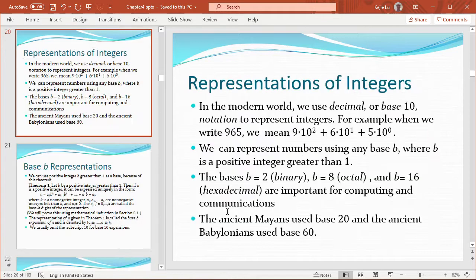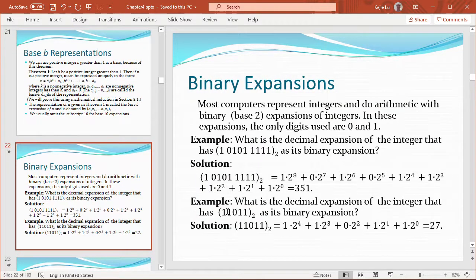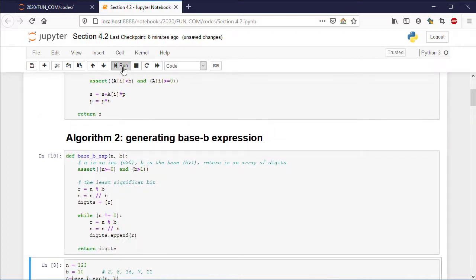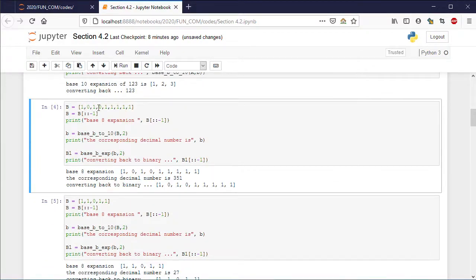Okay, in the lecture slides, you can also find some other examples. For example, on page 22, we have the binary expansion 1, 0, 1, 0, 1, 1, 1, 1, 1. So this is in the base 2 system, and I have this program here with 1, 0, 1, 0, 1, 1, 1, 1, 1. This base 2 expression is a binary number, so I want to first print this expression.